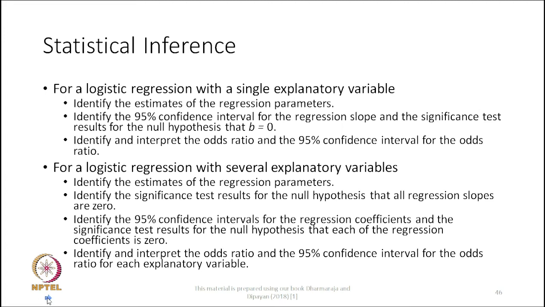Not only that, you can identify and interpret the odds ratio and the 95% confidence interval for the odds ratio also. Odds ratio is nothing but e power b cap. So, we can find the interpretation of an odds ratio as well as the confidence interval, whereas for the slope, you can go for the confidence interval as well as the null hypothesis testing.